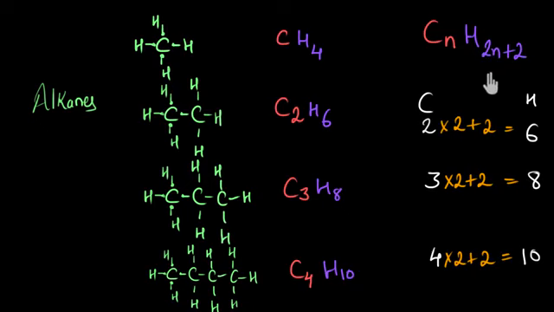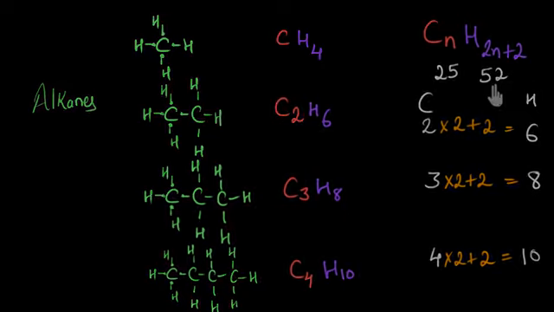If tomorrow you come across any alkane which has, let's say, 25 carbons, then the number of hydrogens will be twice of 25, which is 50, plus 2, 52. So C25H52 will be the molecular formula. Isn't that very convenient? Now let's move on to alkenes.